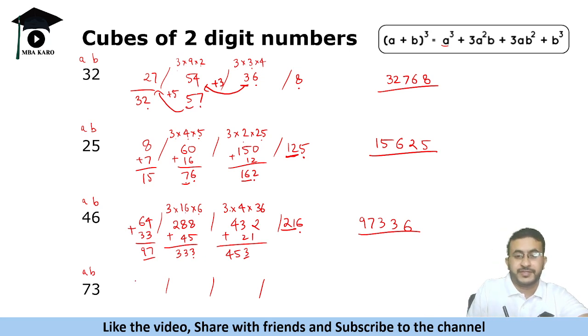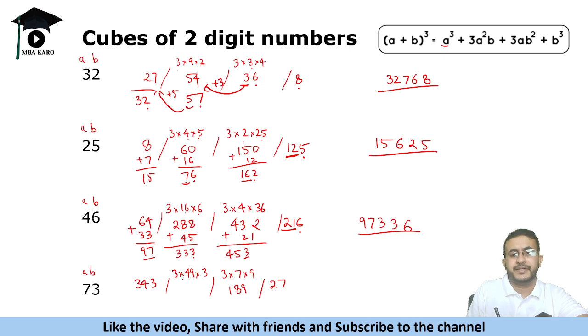Okay, so let's find this cube. This is 343, this is 27. 349 into 3, 3 into 7 into 9. 9763 into 3, 189, and 9 into 49, 441. Okay, last digit 7, 2 carries 191. If you add 2, it becomes 191.